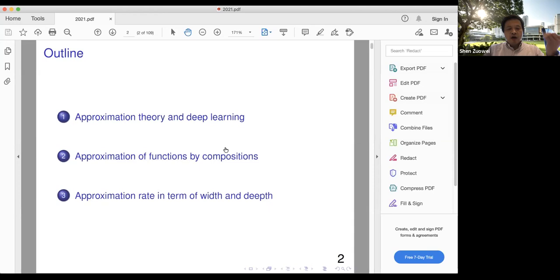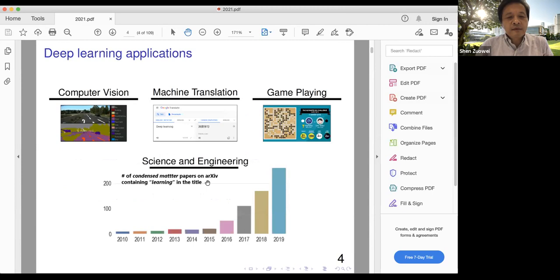Then after I talk about the approximation of a function by compositions, I will talk about the rather technical part about approximation rate by the neural network, exactly in terms of the width and the depth. If you are working on a mathematical foundation for the deep neural network, I think it is very good in a sense that you don't need to justify the application. For the deep neural network, the application is profound.